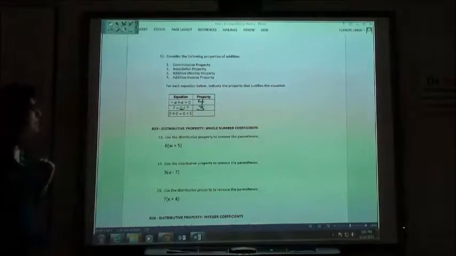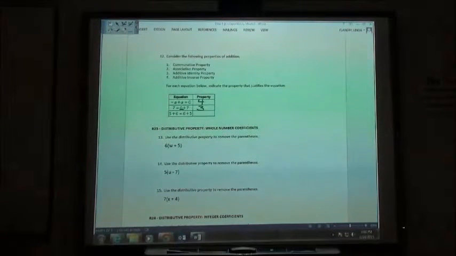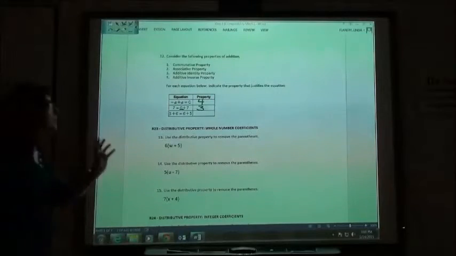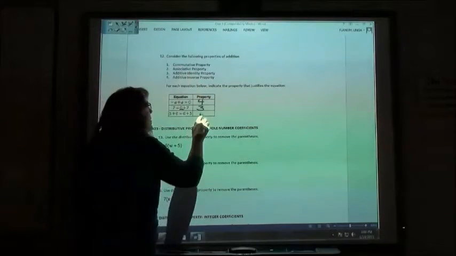And then we have 5 plus 6 equals 6 plus 5. I've switched the order of my 2 values. That's my commutative property.